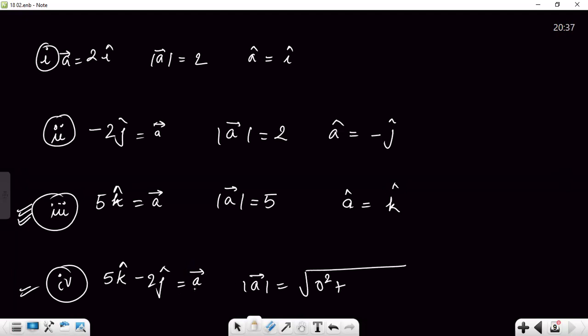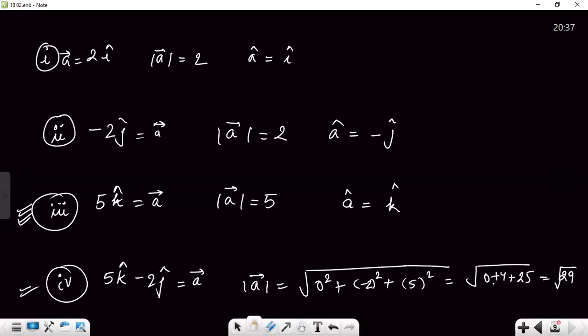What is the coefficient of j cap here? Come on, speak. -2, sir. Yes. What is the coefficient of k cap? 5, sir. Square root of x square plus y square plus z square, whole square root. And then it becomes 0 plus 4 plus 25. So its magnitude comes out as square root of 29.